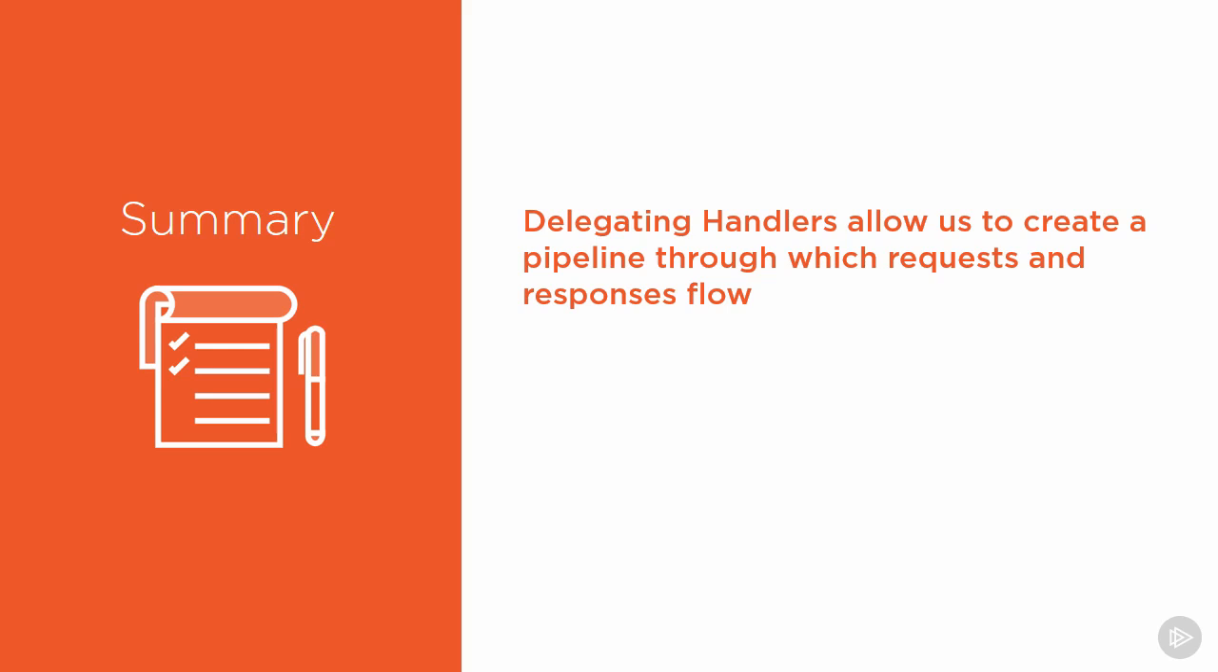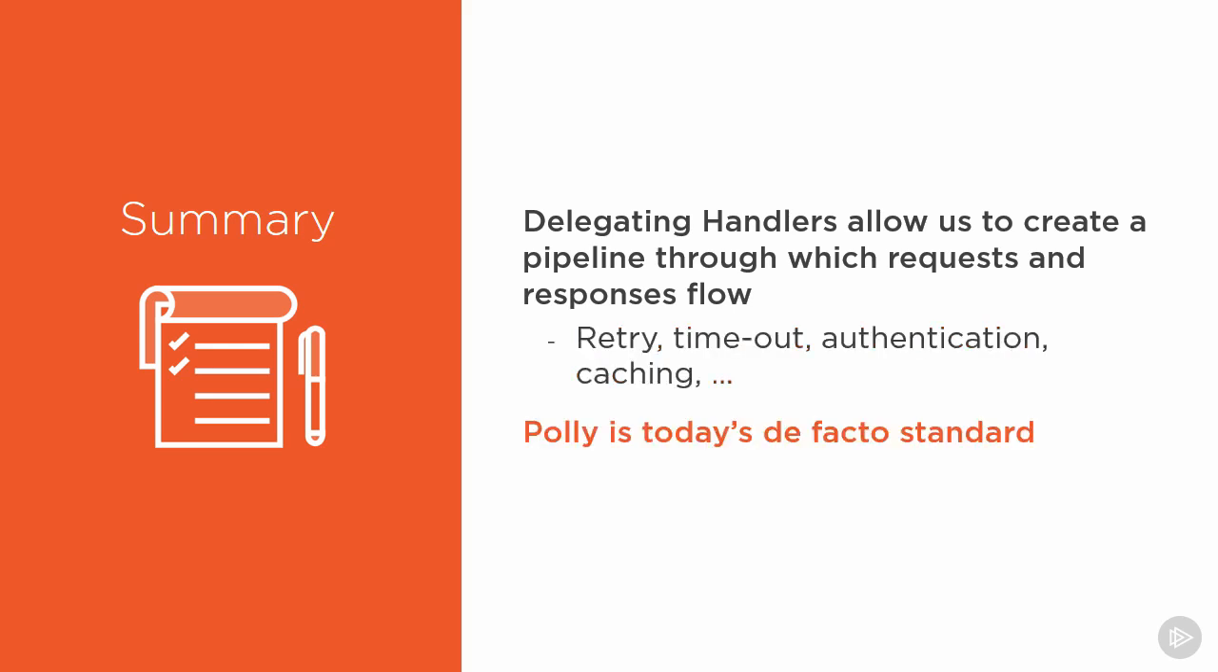We looked into this by implementing two samples, one to retry failed requests and another one to gracefully handle timeouts. But there's more use cases for handlers like caching, authentication, and HSTS support. Lastly, if you're looking for a proven library with .NET Core support to improve HTTP client integration with an API, Polly is the de facto standard today. In the last module, we'll check out one final use case for delegating handlers: unit testing.